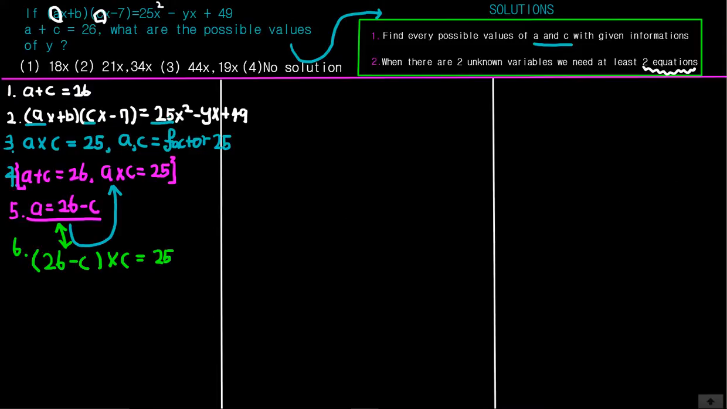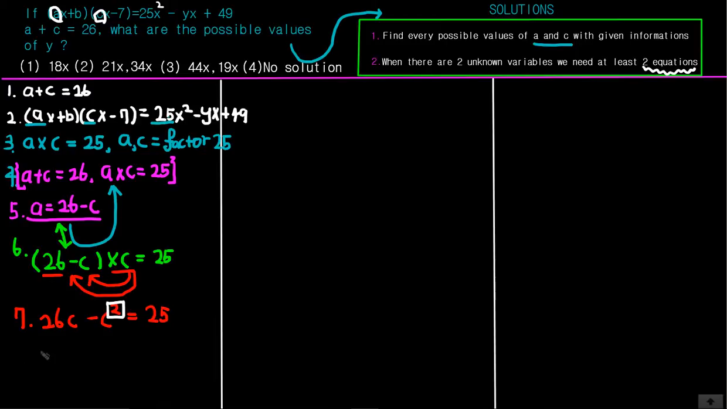Right now, all we have to do is distribute c to the parentheses, to cancel out the parentheses. Then we get 26 times c is 26c, negative c times c is negative c squared, and that will be equal to 25. If you look at our equation, we can see that the biggest degree in this equation is 2, which means it is a quadratic.